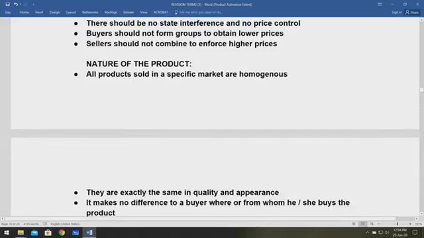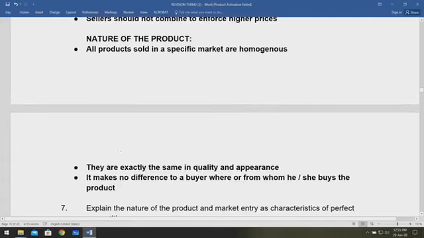When you look at the nature of the product within a perfect market, the products are called homogeneous, and what homogeneous means is they are exactly the same in quality and appearance, okay? So if you say to me all products sold in the market are homogeneous, they are exactly the same, this is not 2 separate marks. That is one, because in the second point you're just explaining the meaning of homogeneous. Whereas the third point is that it makes no difference to a buyer where or from whom he or she buys the product, because remember, they are exactly the same.